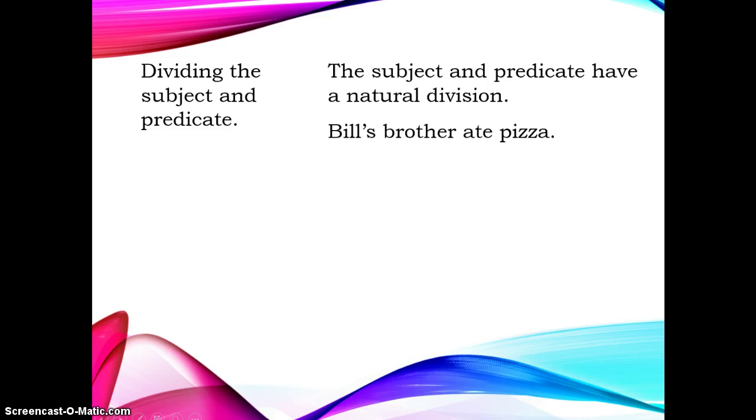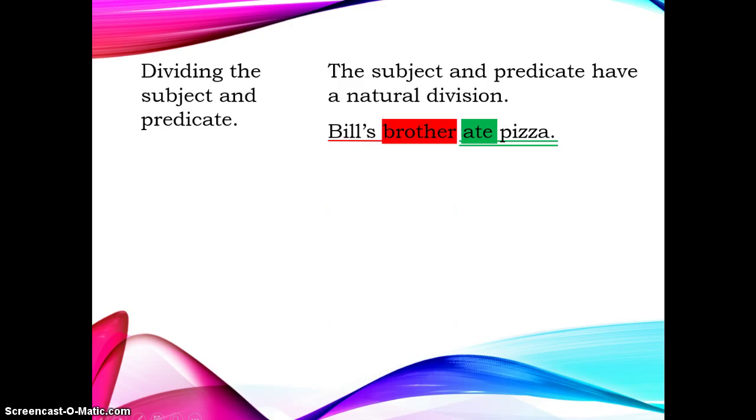Bill's brother ate pizza. First, we found the verb ate and indicated with a green box to show that it is the simple predicate. Next, we asked the question, who or what ate? The answer to that is the noun brother. So we put a red box around it to indicate that it is a noun and it is the simple subject. Next, we found the complete predicate and put a double underline to show that ate pizza all works together as the complete predicate.